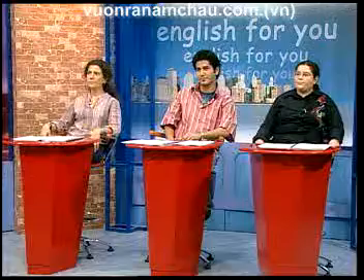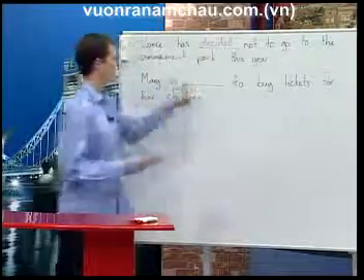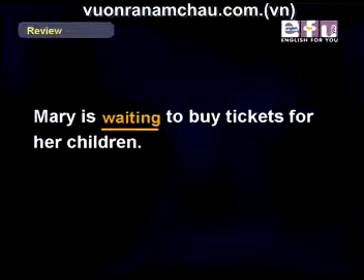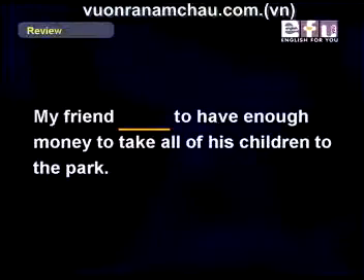Rosa, one for you. Mary is something to buy tickets for her children. Mary is waiting to buy tickets for her children. Good. Mary is waiting to buy tickets for her children. And Luis, the last one's for you.